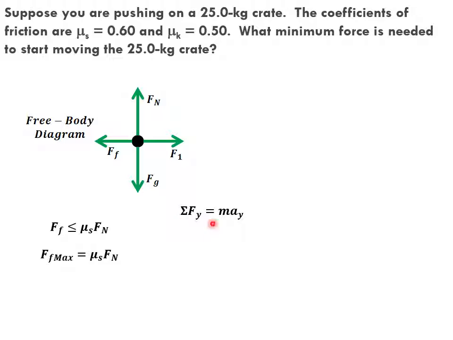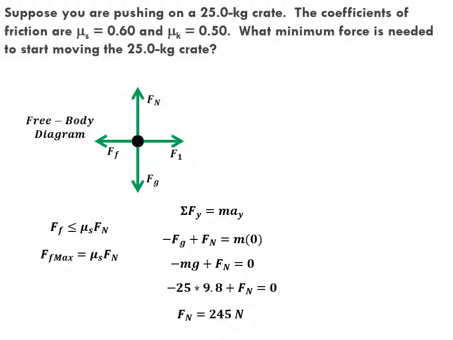So we look at the net force in the y direction. Net force in the y direction equals mass times acceleration in the y direction. We've got a downward force of gravity, so it's going to be negative. We've got an upward normal force, so it's positive. That's going to be equal to mass times acceleration. Well, it's moving horizontally. It's not going to be moving vertically, so there's no acceleration vertically. We go ahead and plug this in. The mass times gravity is going to be the force of gravity, and we get 25 times 9.8. Take that to the other side. We get 245 newtons for the normal force.